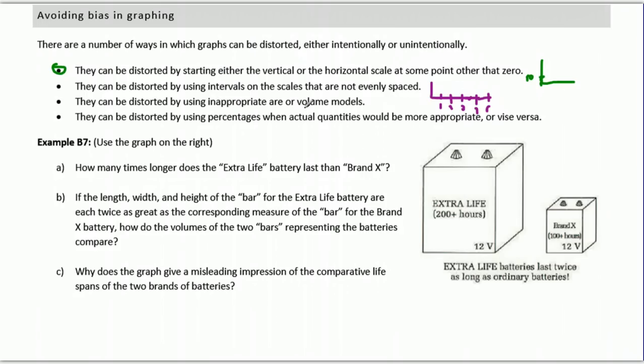You can distort using inappropriate area, or volume models. That's an example we're going to look at in a second, where you make something that maybe is twice as tall look like it's 4 times as large, or maybe even 8 times as large, based on the way you draw the picture. They can also be distorted by using percentages when the actual numbers would be more helpful. So sometimes percentages can be a little bit misleading, especially when you have small numbers.